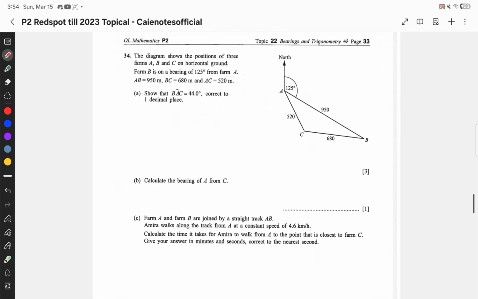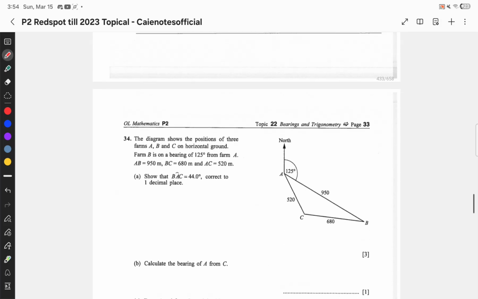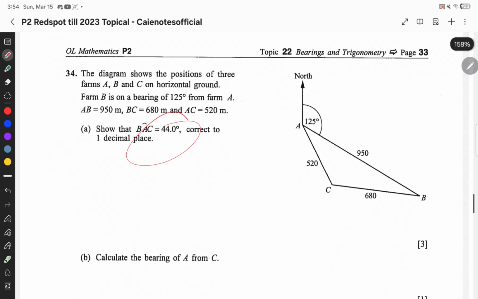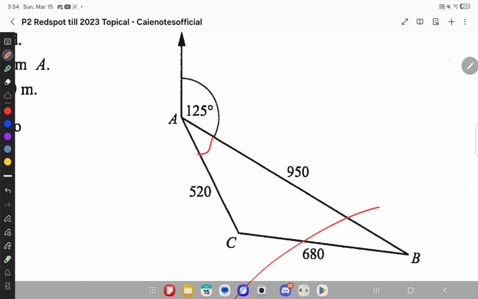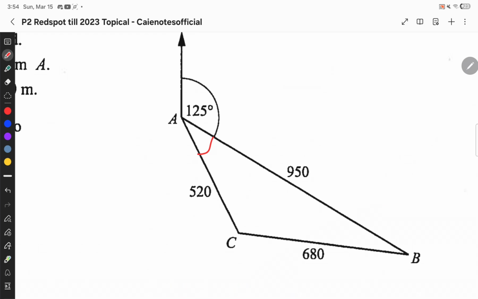And this is another bearing question. We can show this. BAC. So we get this. This is by cosine rule, unfortunately. These two are the legs. This is the side opposite to it. You can use the cosine rule like I have been in earlier parts of the video.